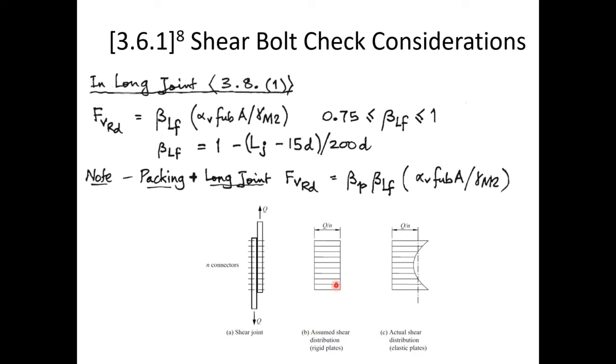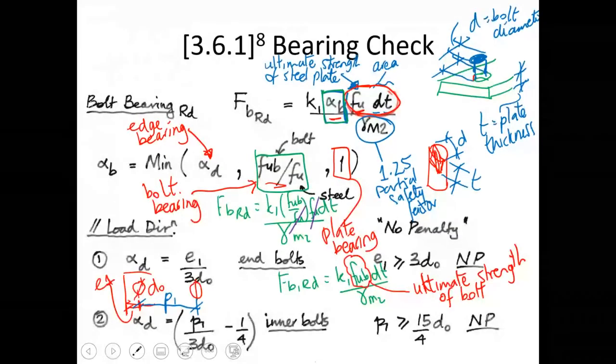The reason is that we've assumed that the shear distribution is uniform throughout the joint in here. In reality, if you have a long joint, you don't have a uniform shear distribution. It is higher, peaks down towards the ends, and less in the middle. So to take into account the actual shear distribution, we will use a reduction factor if you have a long joint. We did the bearing checks in there.